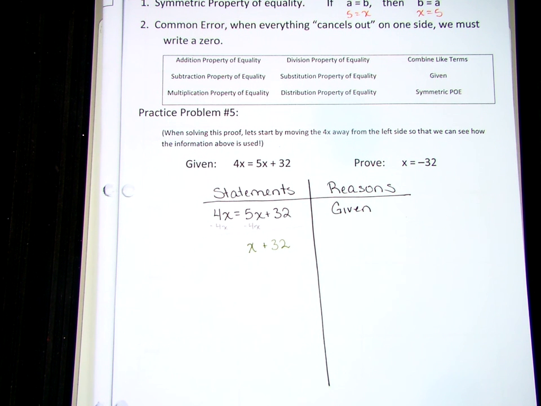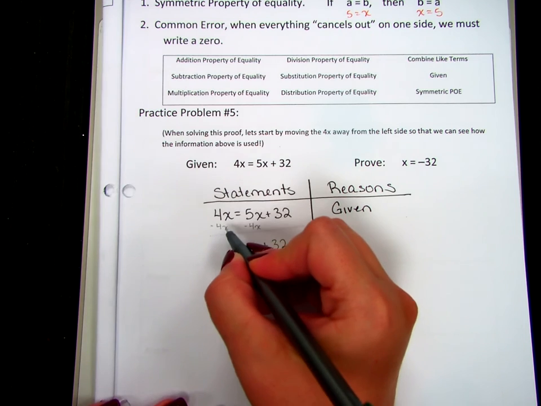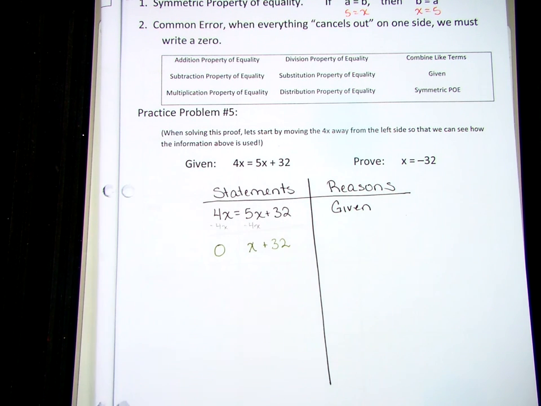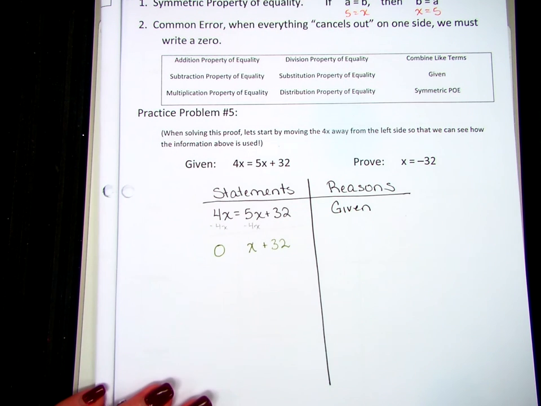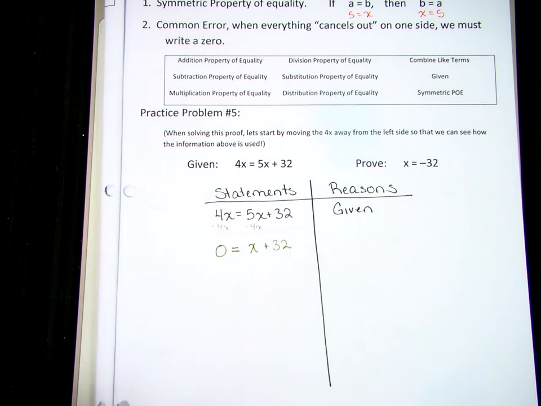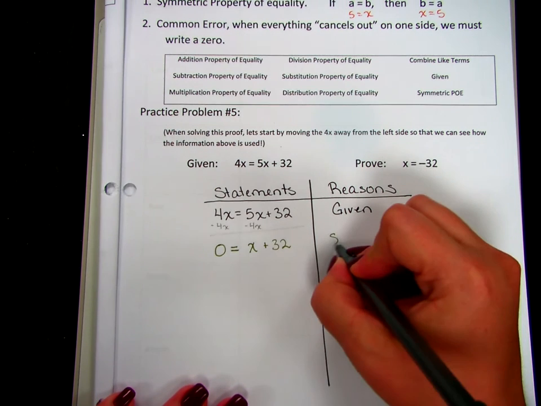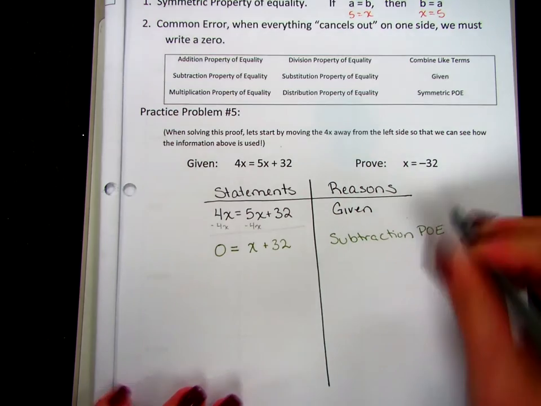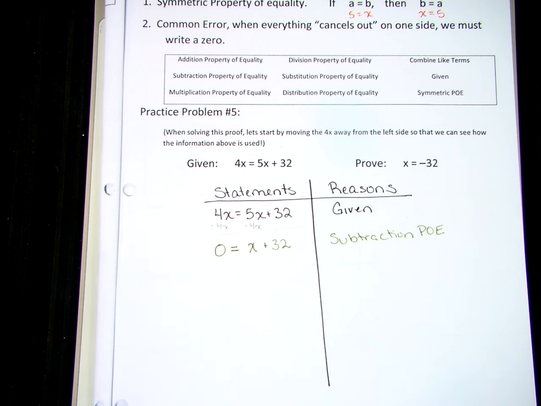But it doesn't, okay? 4x minus 4x is really 0, right? When two things cancel out, they're not really canceling, they're adding up to 0. Or if they're canceling out with division, they're not really going away, they're dividing to 1. So really I have x, and I still have an equal sign in the same exact spot. What's my reason for this line? The subtraction property of equality. Okay? All right, what would I do next on this one?